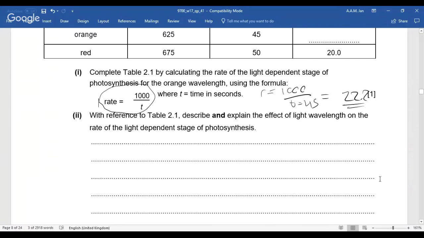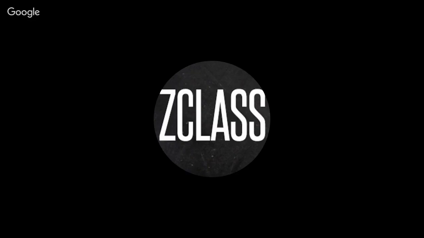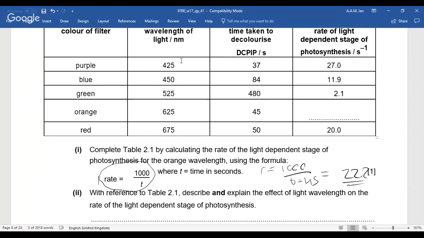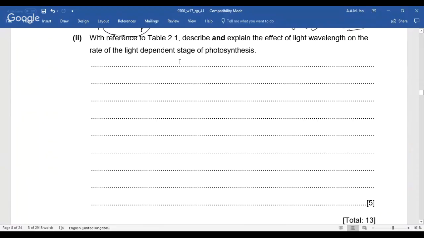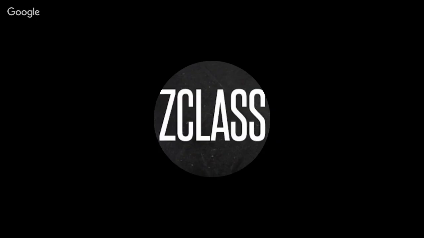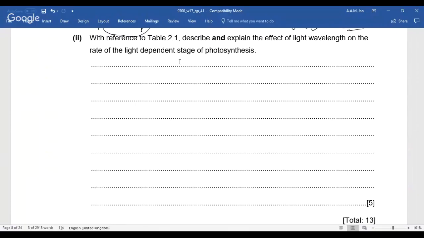Describe and explain the effect of light wavelength on the rate of the light-dependent reaction. Okay, so first I said that the purple light, which has a wavelength of 125 nanometers, has the fastest rate, and that the green light, and I gave its wavelength, has the slowest rate. And then I talked about how the chlorophyll can't absorb the green light and can absorb the orange and purple light better. Good. That's all I wrote. Okay, and why does it absorb purple and orange better?